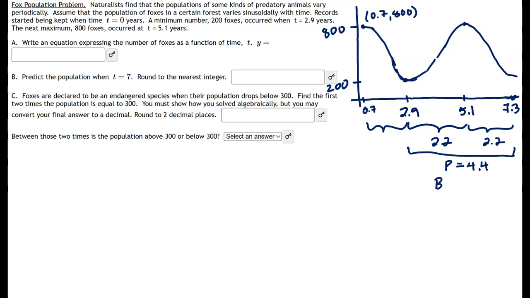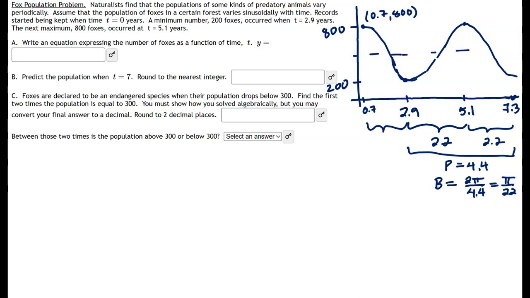Which means my b value, the one that gets hooked to my t, should be 2 pi over 4.4, which you can just leave as that for this problem. You could make it pi over 2.2. It's kind of weird to have decimals in fractions. You can convert if you want, but for my purposes of checking, I like just seeing the pi over, but whatever is fine.